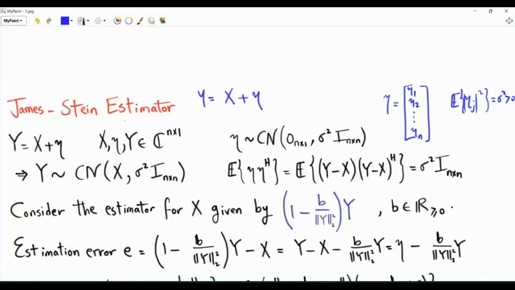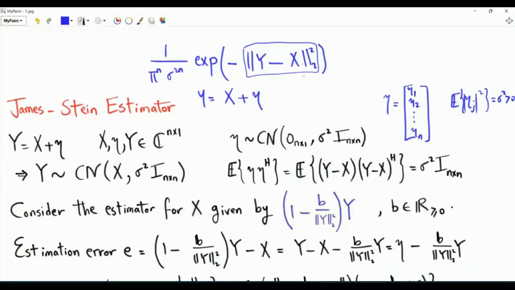If we want the maximum likelihood estimate, what is the PDF of y? The PDF of y is 1 over pi to the power n, sigma to the power 2n, and then we have exponential minus the L2 norm squared between y and x, divided by sigma squared. Now, to obtain x via maximum likelihood estimation, we will try to find vector x that maximizes this likelihood function. And this, in our case, is equivalent to minimizing this L2 norm squared. And it is clear that the maximum likelihood estimate of x is y. So the estimation of x is vector y itself. This is an unbiased estimate.